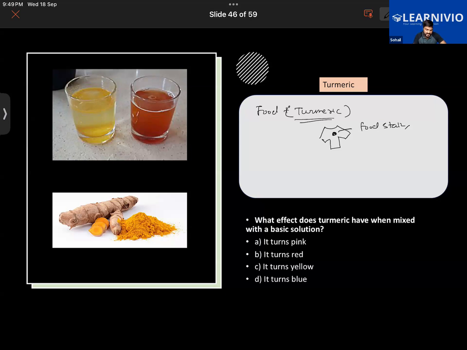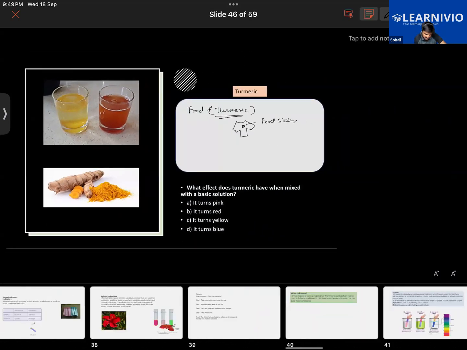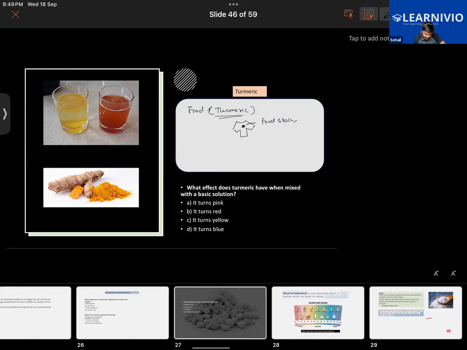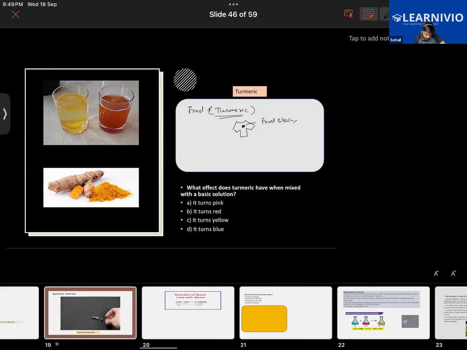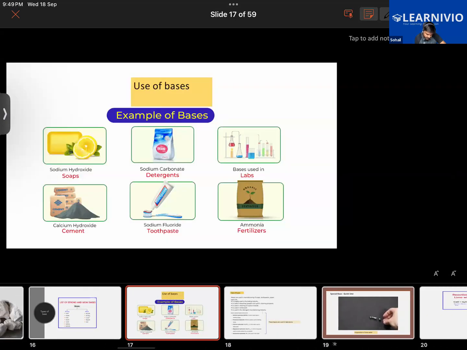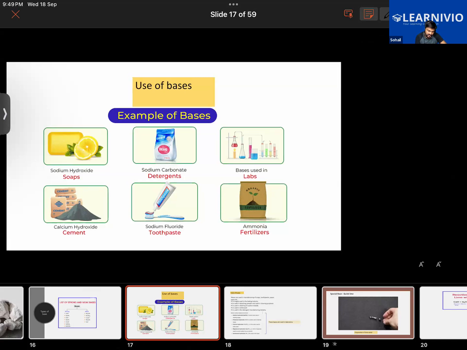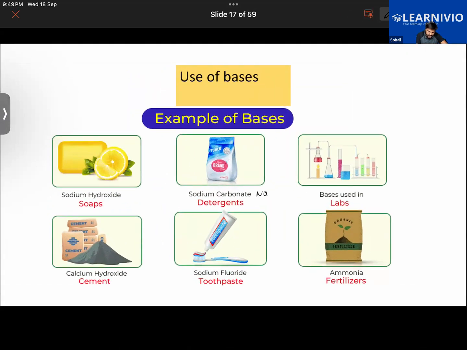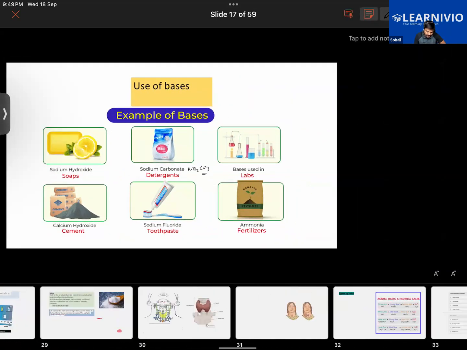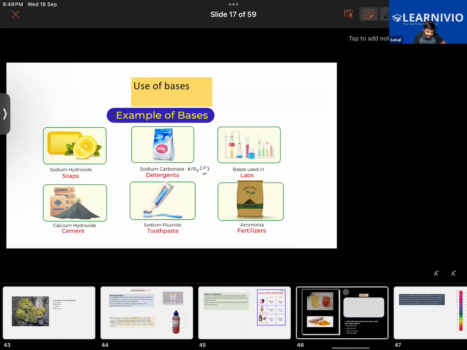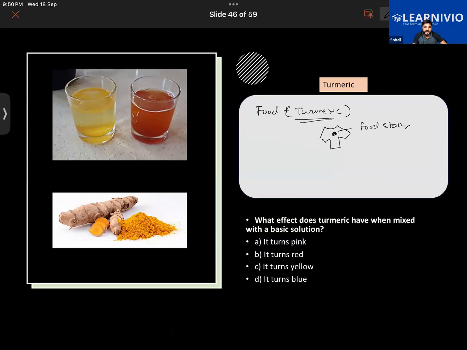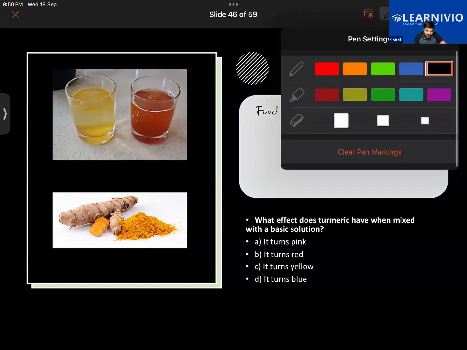Now if you guys can recall, while we were learning about the uses of bases, it was one of the uses which we had learned. Right over here, see, sodium bicarbonate. It is used in the preparation of detergents, Na2CO3. So sodium carbonate is a base that is used in the manufacturing of detergent, which is basic in nature. So what happens upon applying the detergent on this food stain, which contains turmeric? What do we get to see? That the color changes to reddish. Now why does it happen?